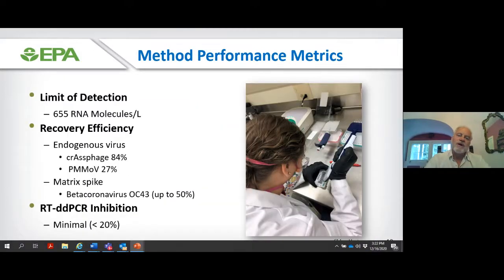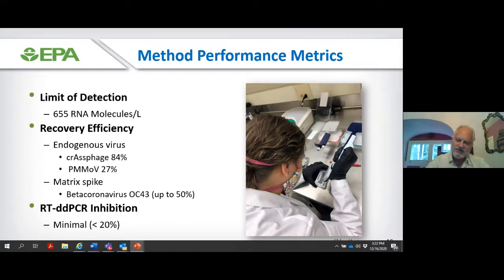So overall method performance metrics, our limit of detection is about 655 RNA molecules per liter. So when we see a detect, that's kind of our minimum detectable level. The recovery efficiency, which I mentioned, for the matrix spike, the beta coronavirus OC43, we get about up to 50% recovery. And I'll mention a little bit later some of the variations in approaches that have led to different levels of percent recovery of that OC43.